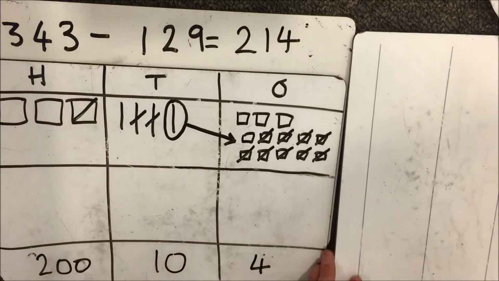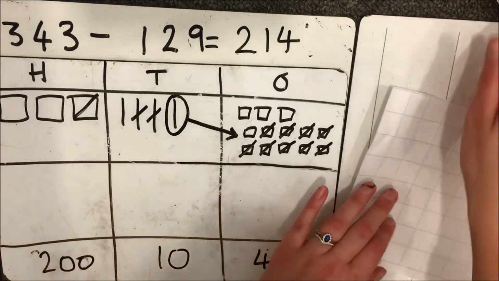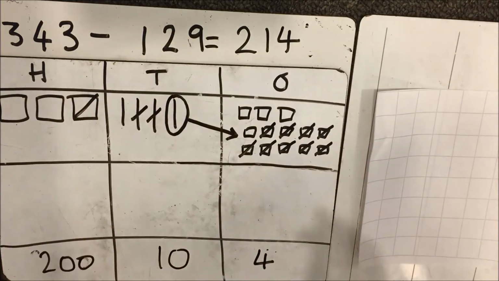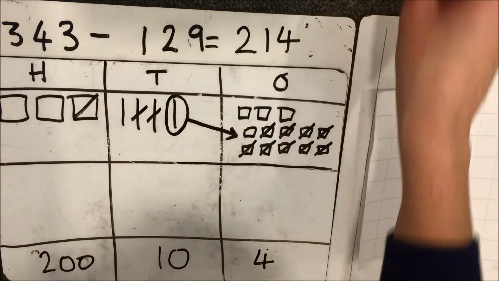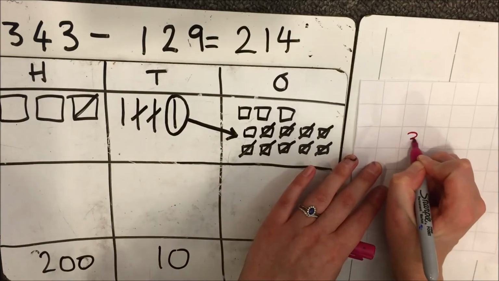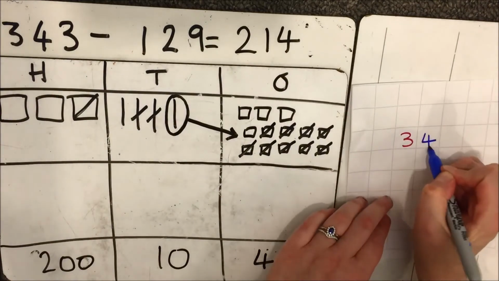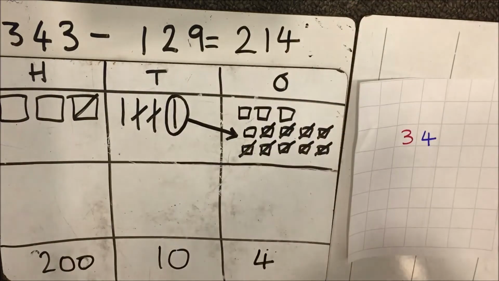So I'm going to put my whiteboard down here to press on, check that we can see all of it. And just like before, I'm going to write out my 3-digit, take away 3-digit using the column method. So I've got 343.